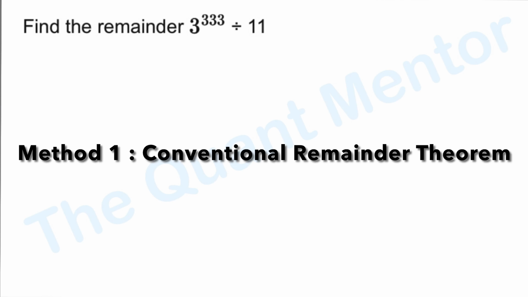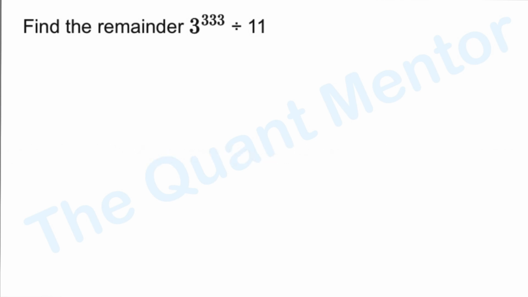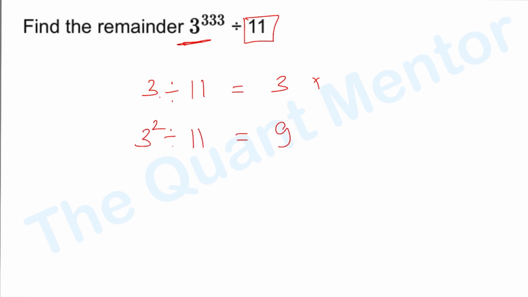Okay, so the first, or the conventional, way of solving the question is we find a power of 3 which gives the remainder 1 or minus 1 with any multiple of 11. I'll repeat: we want a power of 3 which gives the remainder 1 or minus 1 with any multiple of 11. So let's try. 3 on dividing by 11 will give you a remainder 3 only. 3 square is 9, which on dividing by 11 gives the remainder 9 or minus 2.